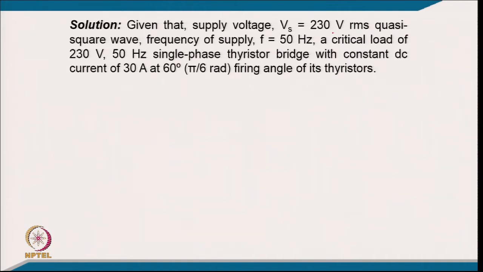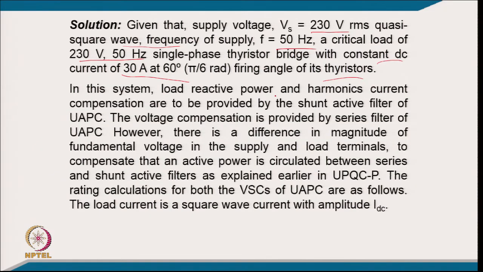Given that the supply voltage is 230 volt 50 hertz RMS quasi square wave, a critical load of 230 volt 50 hertz single phase thyristor bridge with a constant DC current of 30 ampere at 60 degree firing angle of its thyristor, and in this system the load reactive power and harmonics current components are to be provided by the shunt active power filter of the universal active power conditioner.